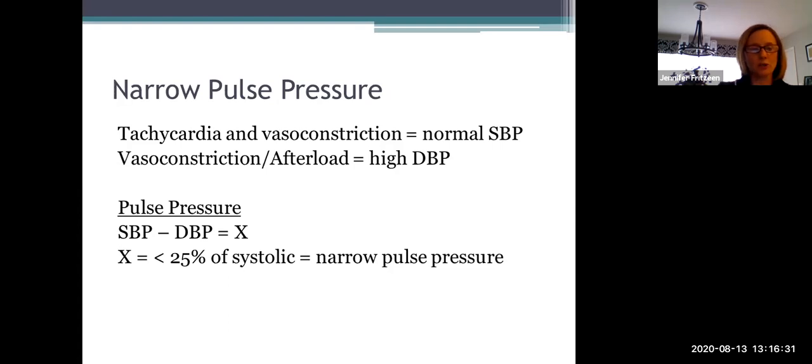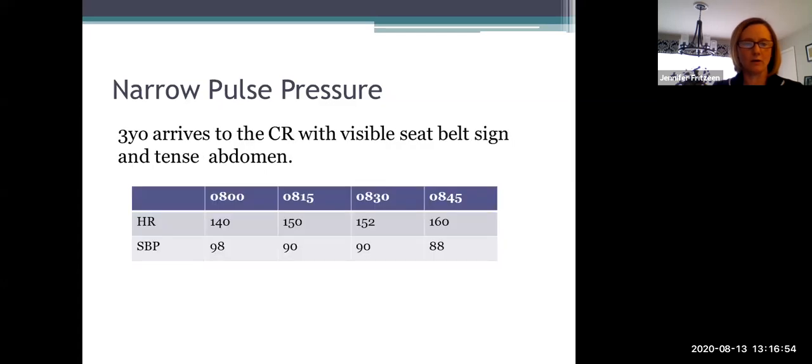To get the pulse pressure, we're going to take the systolic blood pressure minus your diastolic, and that's going to give you a number. If that number is less than 25% of your systolic, now you have a narrow pulse pressure. And I'll show you what I mean here in a minute. Because what we're looking at with that diastolic, remember, is that high afterload, that increased systemic vascular resistance, the fact that the heart has to push really, really hard.